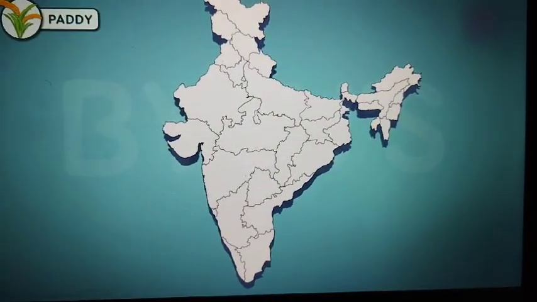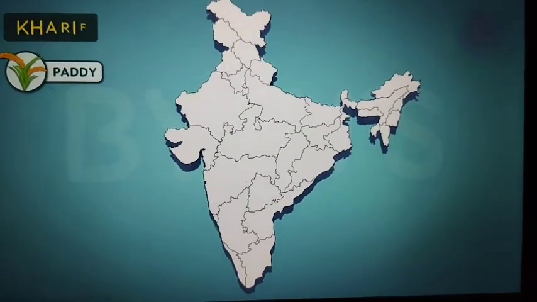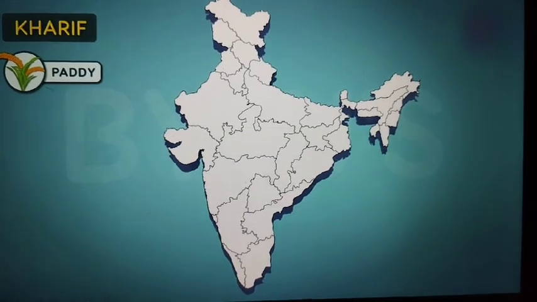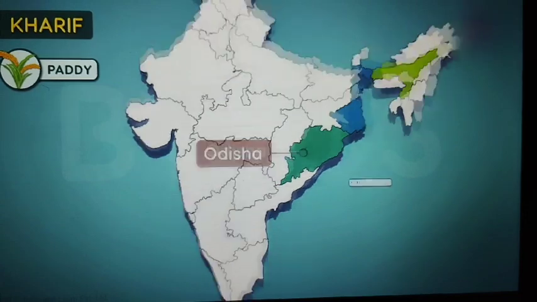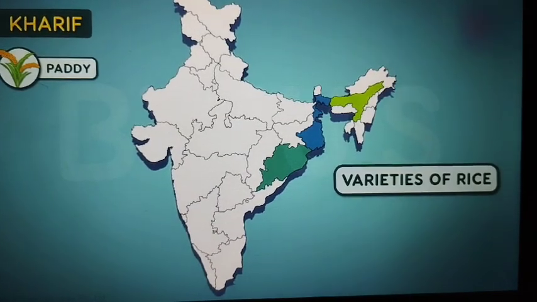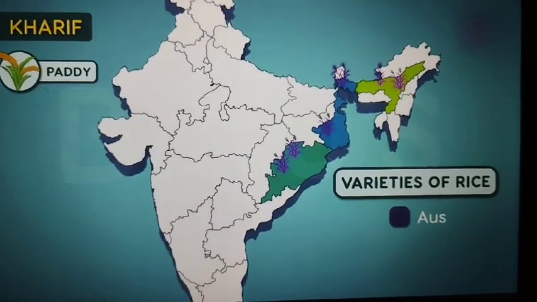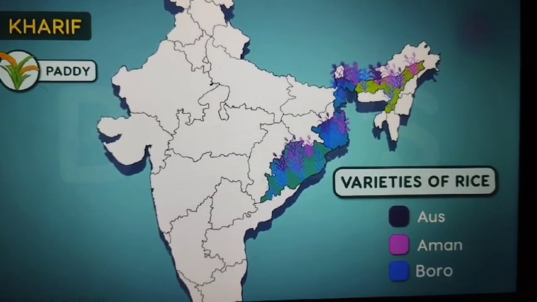Paddy is grown in a large number of states during the Kharif season. In some states like Assam, West Bengal, and Odisha, three varieties of paddy are grown in a year. These are Aus, Aman, and Boro.